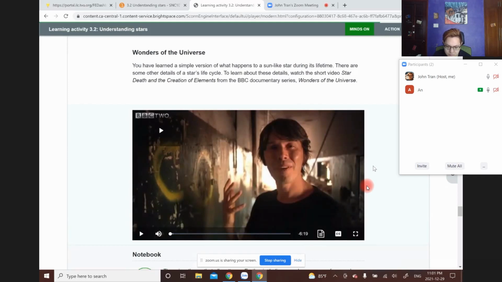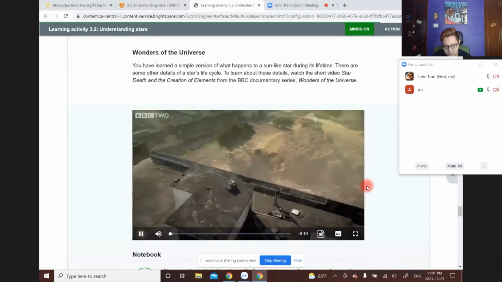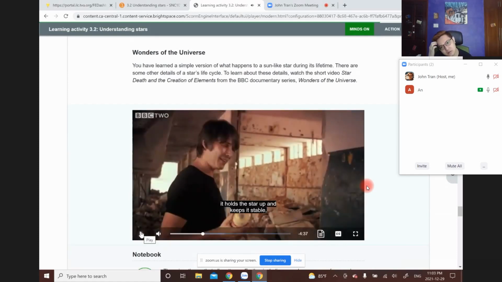Wonder of the Universe. You have learned a simple version of what happens to a sunlike star during its lifetime. There are some other details of the star life cycle. To learn about these details, watch the short video Star Death and Creation of Elements from the BBC documentary series Wonder of the Universe.